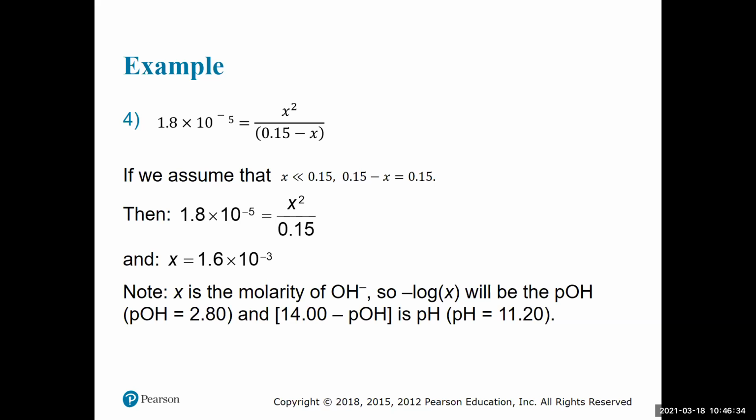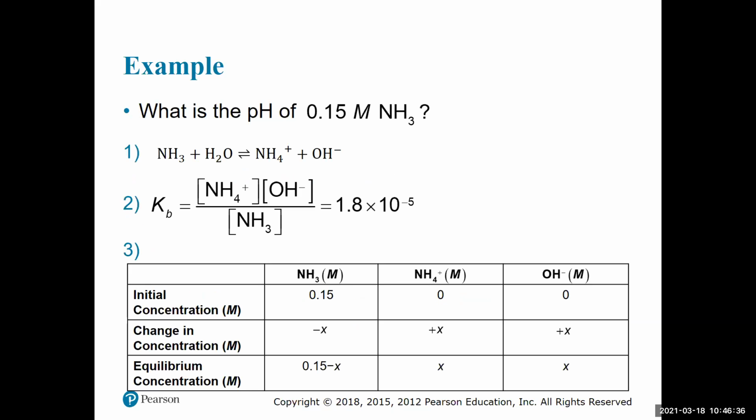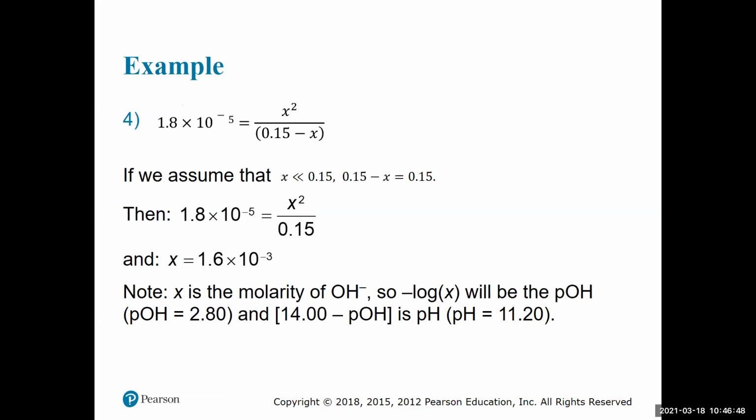But let's just remind ourselves what x is. If we go back to our table, we see that x is the hydroxide concentration, the OH minus concentration. We're being asked to find the pH, okay? So we've got a little bit more work to do. If we were finding this for a weak acid, we have the hydrogen ion concentration and we just do minus the log of that and we'd be done. But because it's a weak base and we're trying to find pH, we have a little bit more to do.